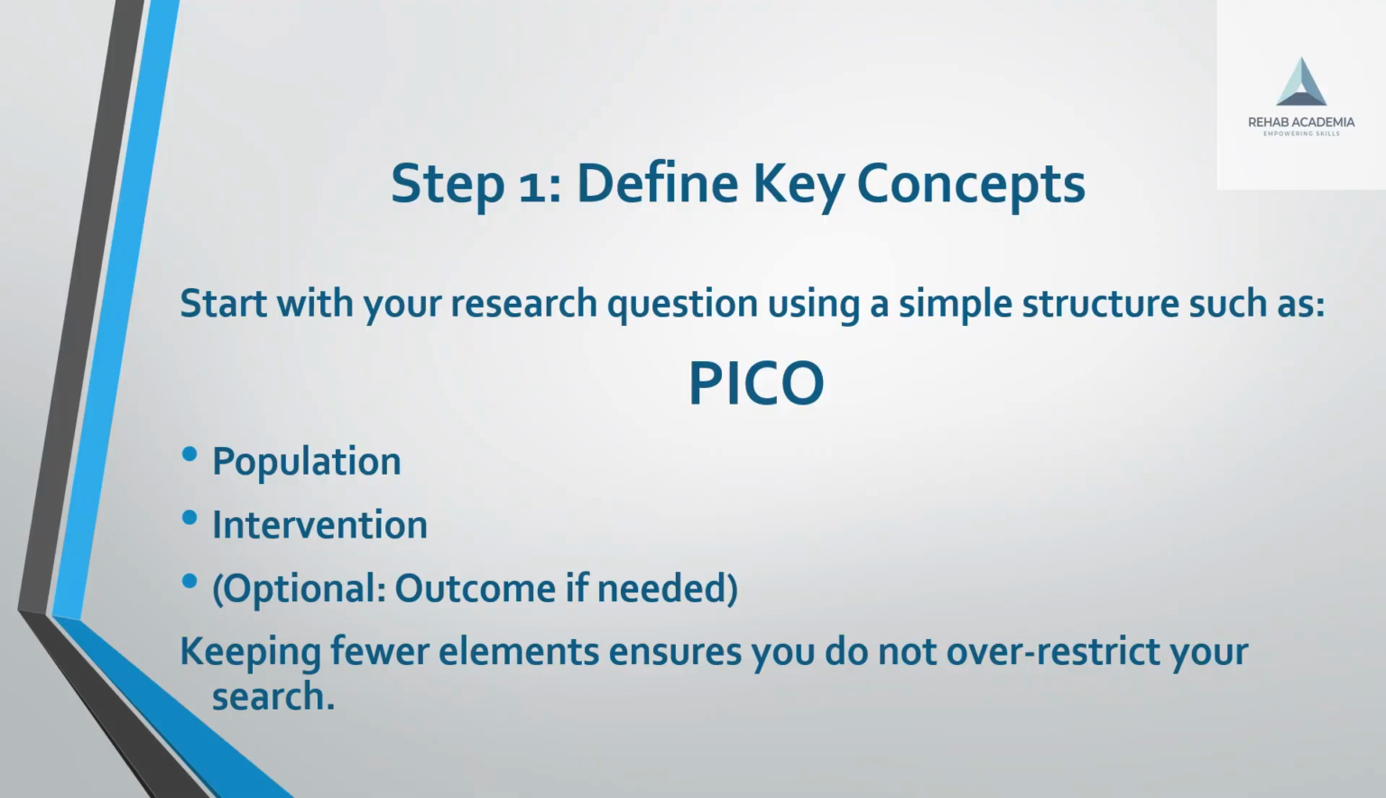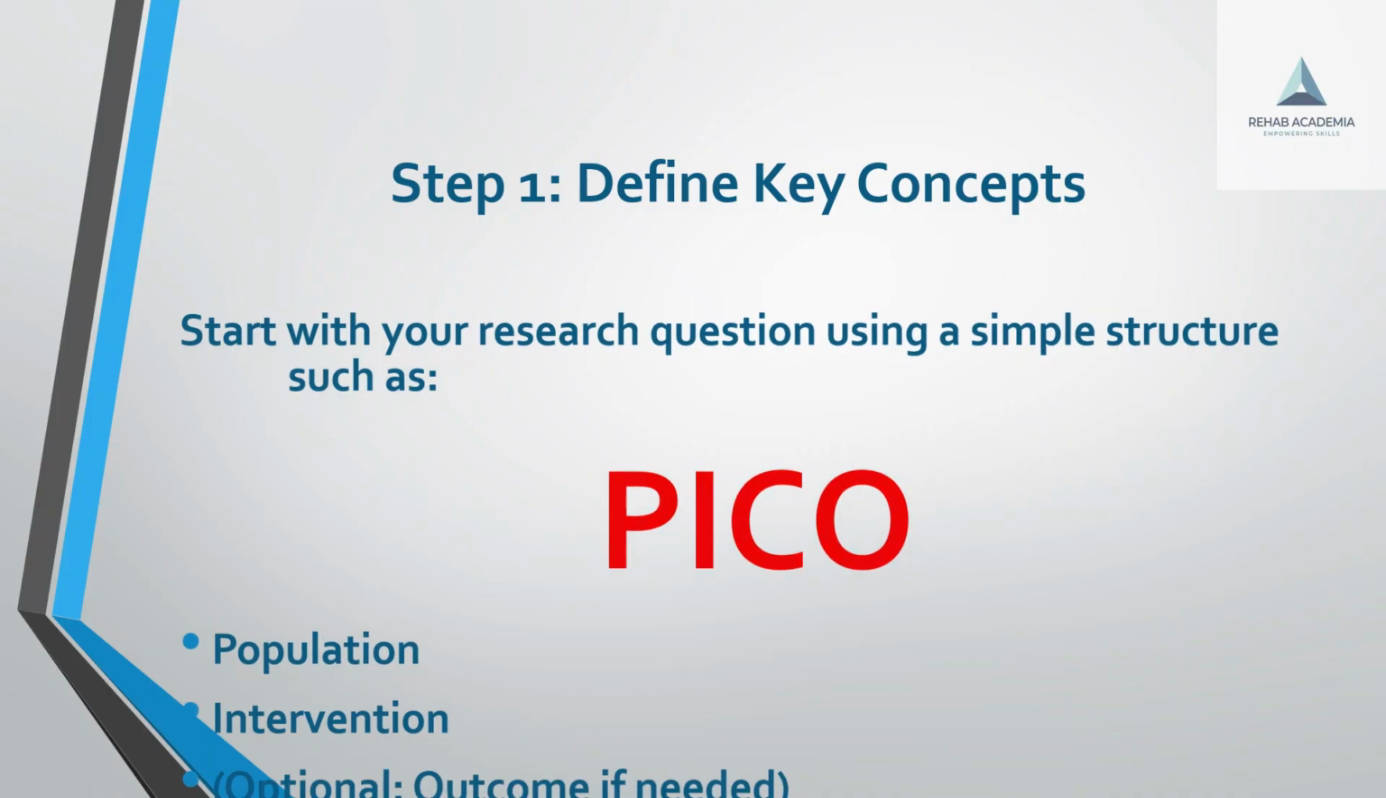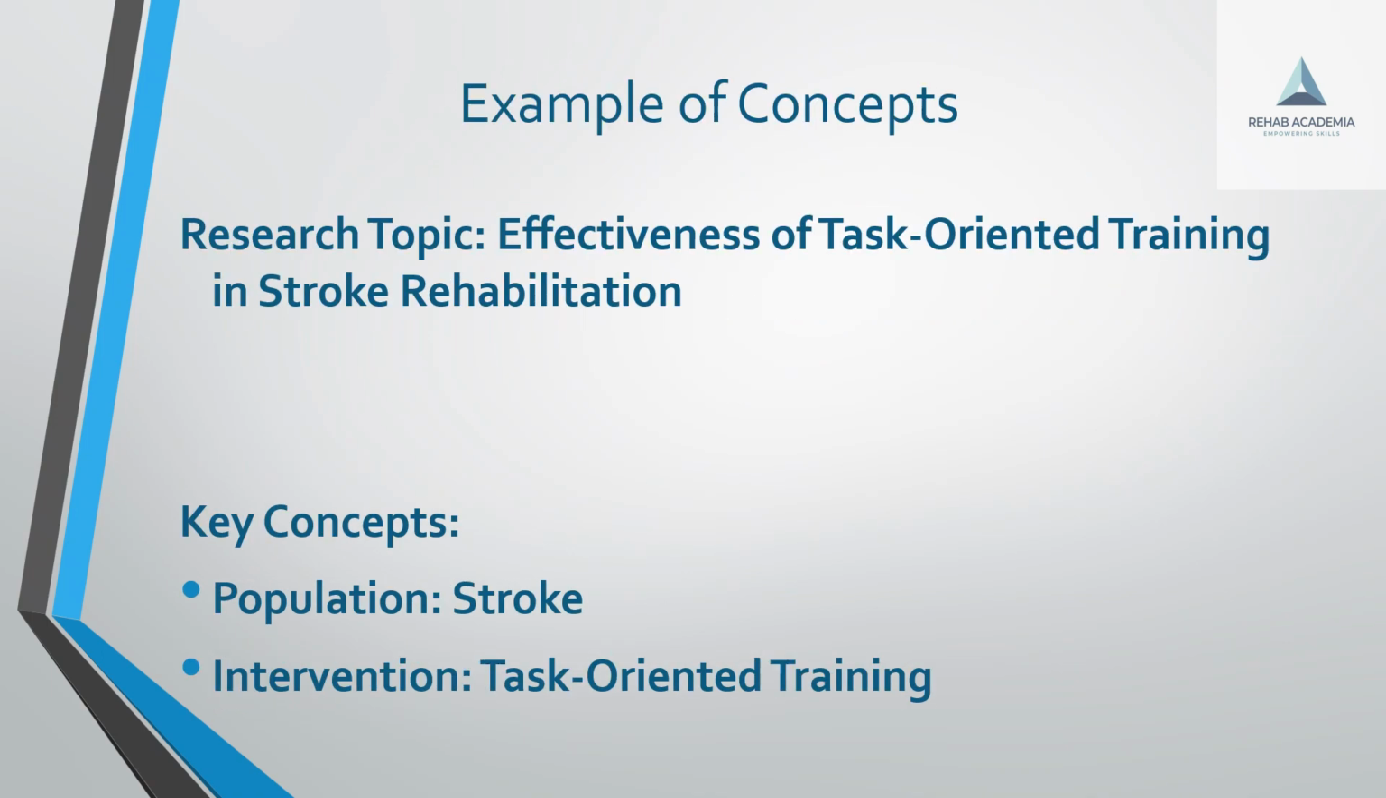Start with your research question. The easiest way to break it down is using a framework like PICO, but only focus on what's necessary for most clinical questions. Three elements are enough: population, intervention, outcomes, which might be optional for search, recommended for concept clarity. If you include too many components, you risk missing relevant literature. Keeping fewer elements ensures you do not over restrict your search.